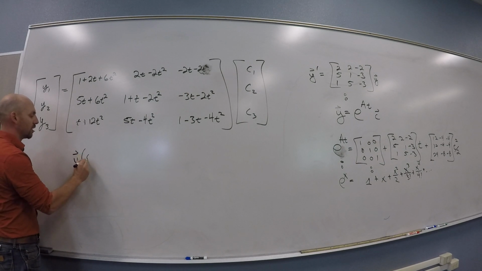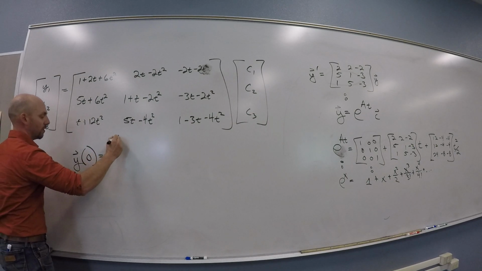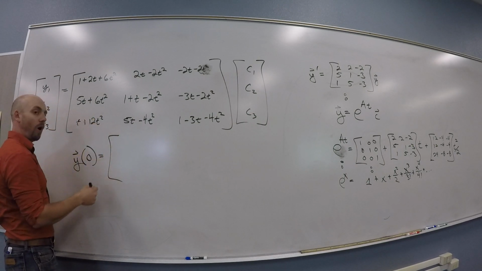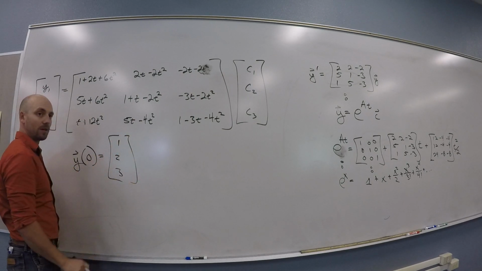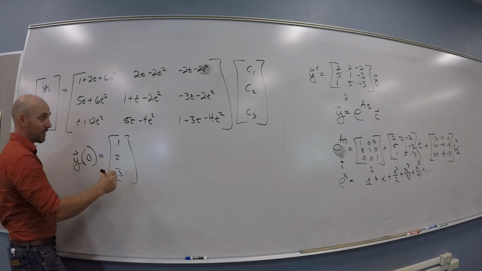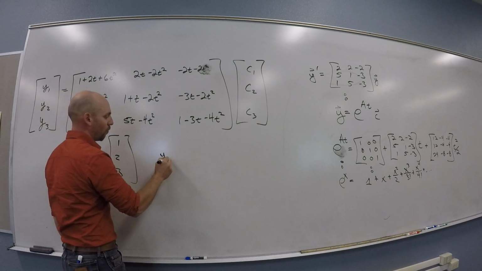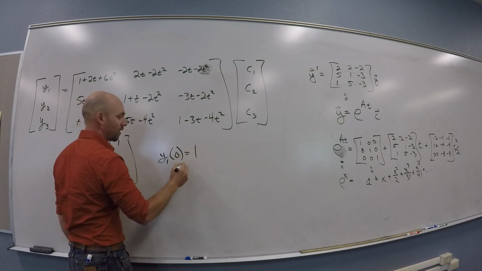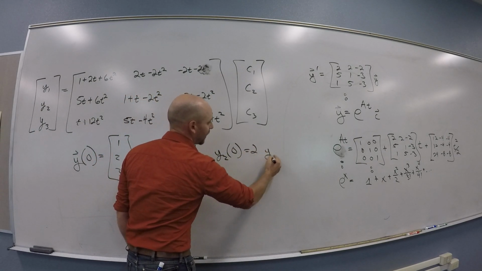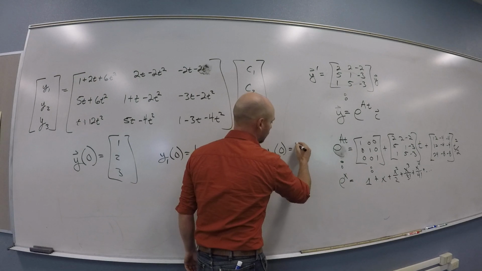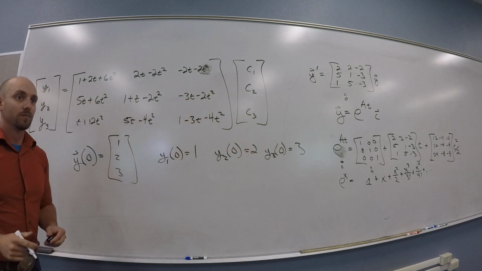Yeah, so it would certainly be reasonable for me to tell you, like, y evaluated at 0 is 1 and 2 and 3 or something. But that's the exact same thing as me telling you that y1 at 0 is 1, y2 at 0 is 2, and y3 at 0 is 3. Those are interchangeable. Okay, so that makes sense.